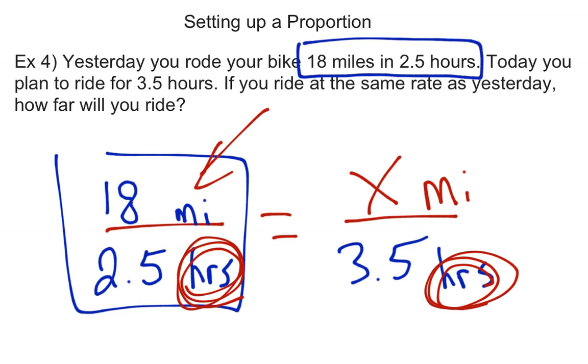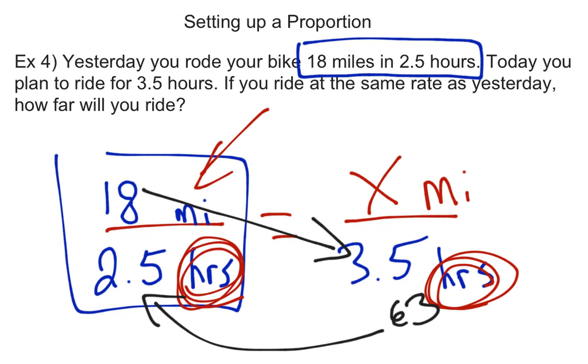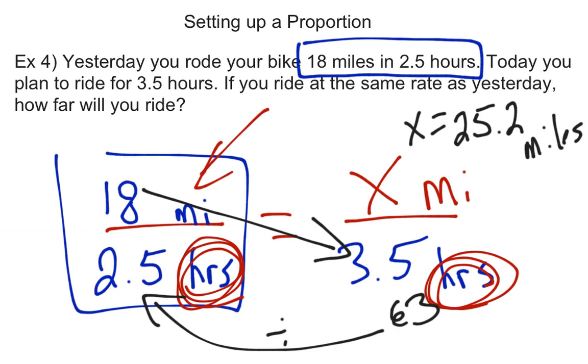Now that we have it set up, let's go ahead and cross multiply and divide. Since the diagonals that we know are 18 and 3.5, I'm going to do 18 times 3.5. On my calculator, when I type in 18 times 3.5, I get 63. Then that 63 has to be divided by the 2.5, and 63 divided by 2.5 tells me that x is going to end up being 25.2 miles. I know it's miles because we're looking for the numerator there.